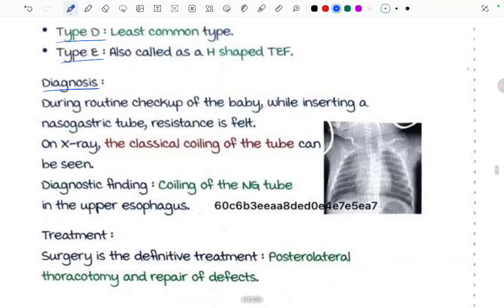Now, how do we diagnose this? During the routine checkup of the baby, while inserting a nasogastric tube, a resistance is felt, and on the X-ray the classical coiling of the tube can be seen. The diagnostic finding is the coiling of the NG tube in the upper esophagus.